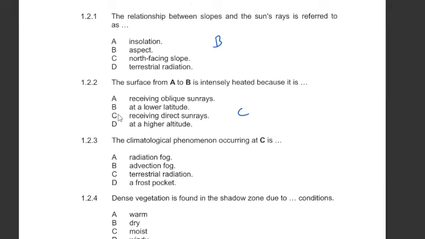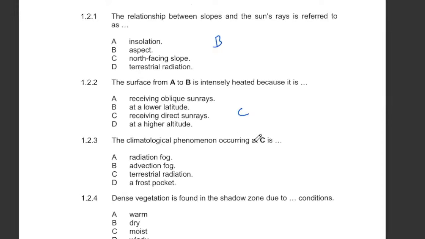Dense vegetation is found... Are we there? No, we're done with this one. Okay.